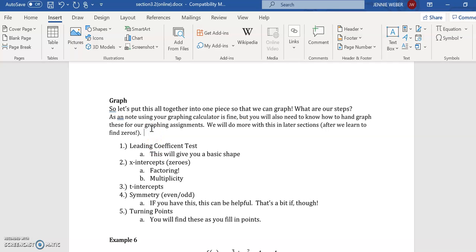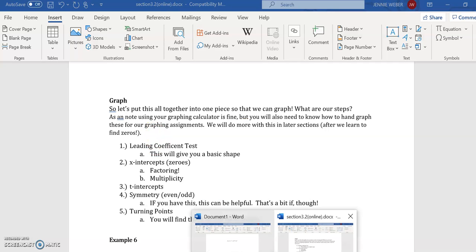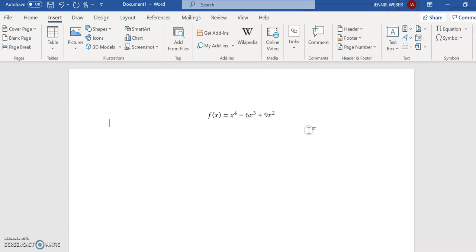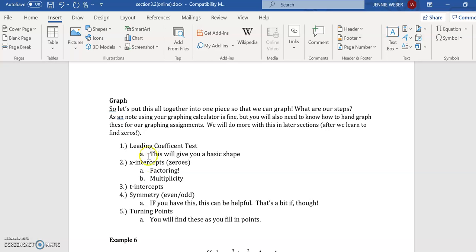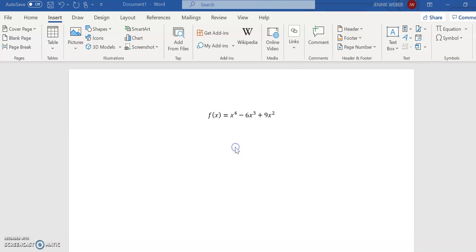So what I'm going to do is graph this equation here, and I want to go over the steps for doing it. And I've got the steps up in the lecture notes. So first, leading coefficient test.